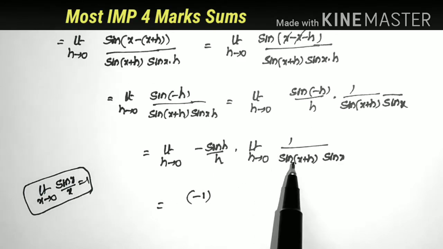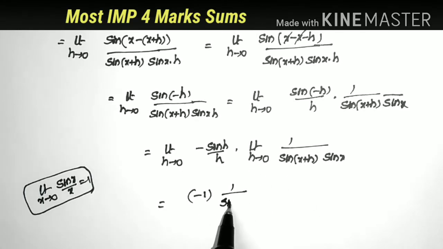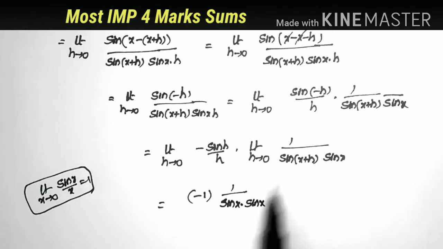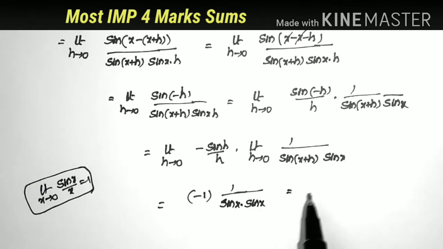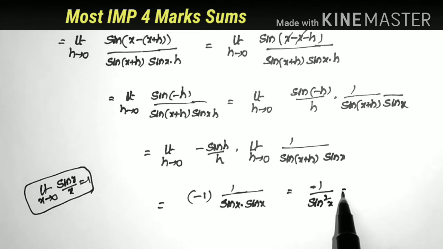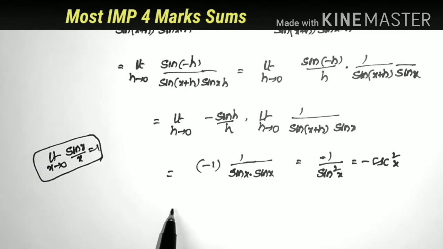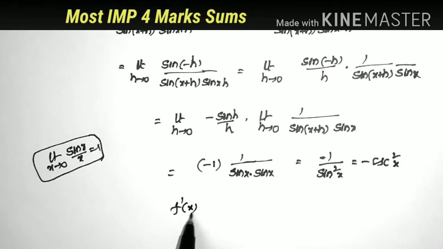Now substituting h is equal to 0 here: minus 1 into, replacing h with 0, what do we get? Sin of x plus 0, that is sin x, into sin x. So this is equal to minus 1 by sin x into sin x, which is sin square x. And 1 by sin square x is equal to cosecant square x. Therefore, the value f dash of x is equal to, the answer is, minus cosecant square x.